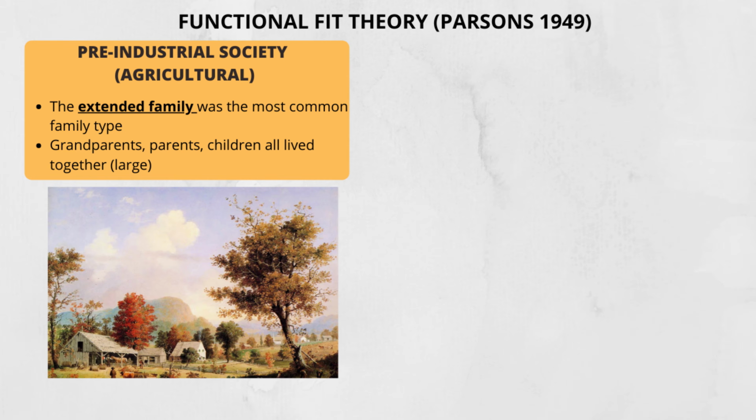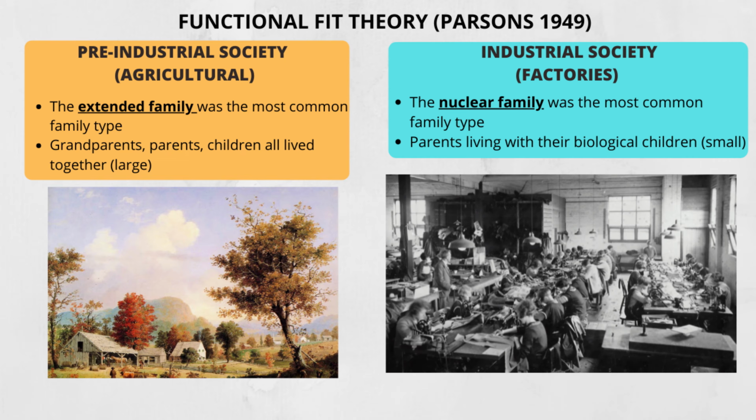We're now going to look at Parsons' functional fit theory. Parsons takes a historical perspective. He argues the family changed from an extended family in pre-industrial society, i.e. agricultural society, to the nuclear family in industrial society around the 1700s. Now, why did this happen?